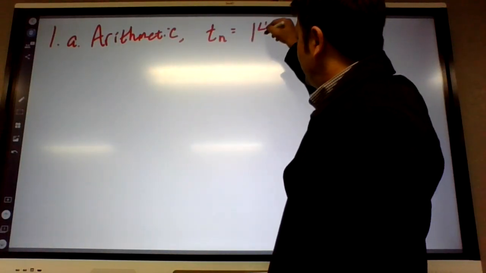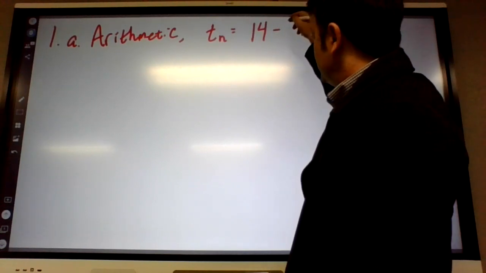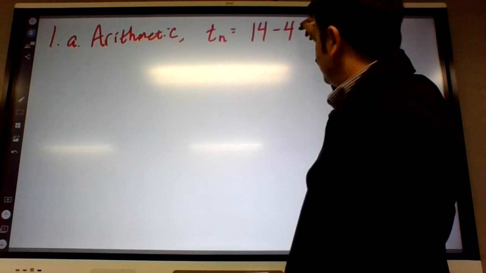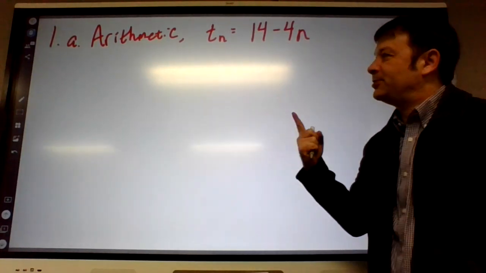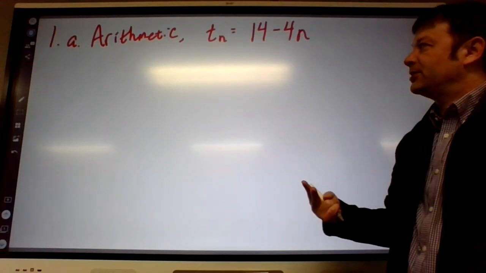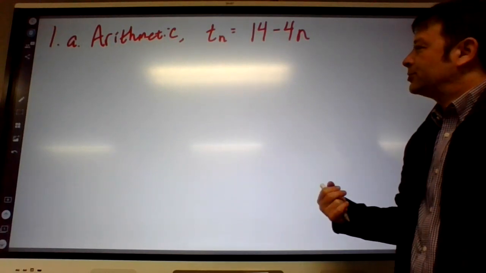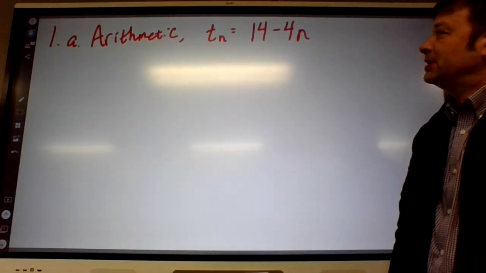Now, how do we subtract 4 over and over again? Right, -4 n times. On the first term, when n is 1, you want to subtract 4 once. On the second term, when n is 2, you want to subtract 4 twice. That's what -4 times 2 does.